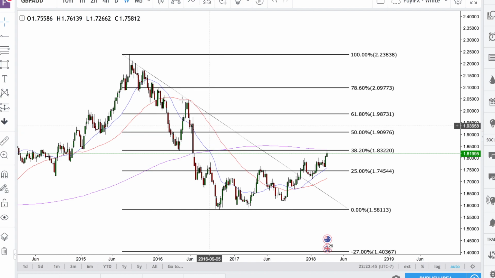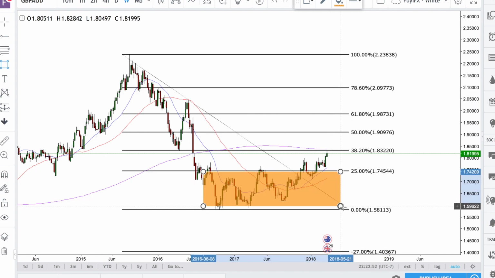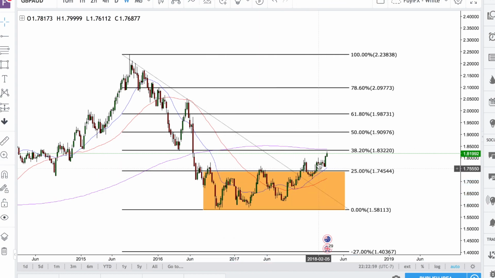All right, I do want to note that the pound Aussie was in a consolidation mode or period here from, we'll call it 2016 through this year. All right, now this thing just broke out to the upside late last year in December. And right now it is making higher highs. So that is one thing to keep note of.